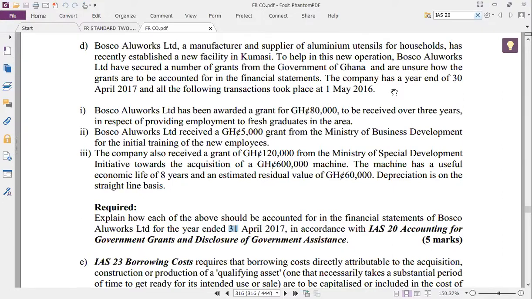Let's go to the third one. The company also received a grant of 120,000 from the Ministry of Special Development Initiative towards the acquisition of a 600,000 machine. The machine has a useful economic life of 8 years, an estimated residual value of 60,000. Depreciation is on a straight line basis.